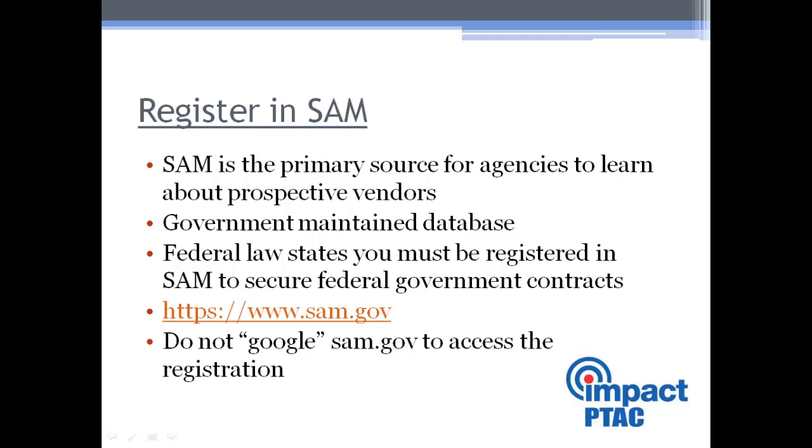Some of the following information you will need to complete the registration is your DUNS number, tax ID, banking information, specifically checking and routing numbers, NAICS code, and general business information. Many businesses have trouble with the SAM registration, so please give Impact PTAC a call if you need assistance.